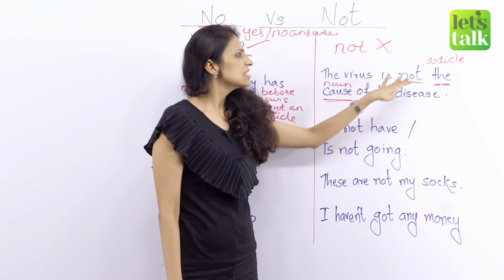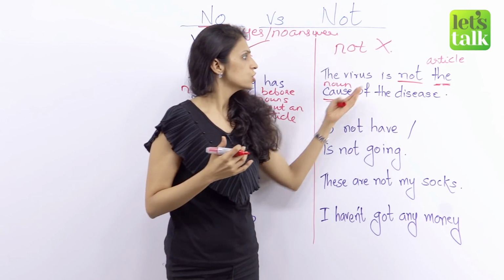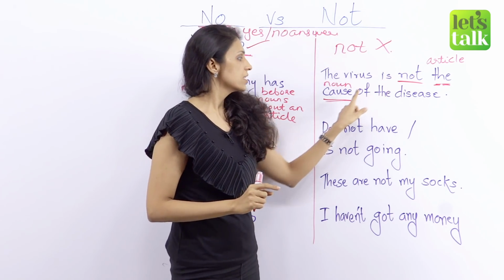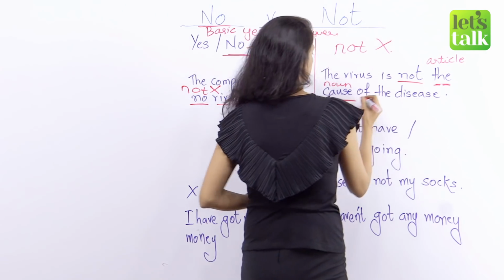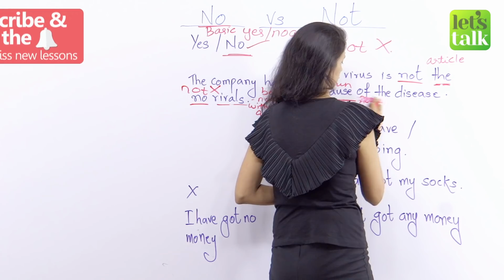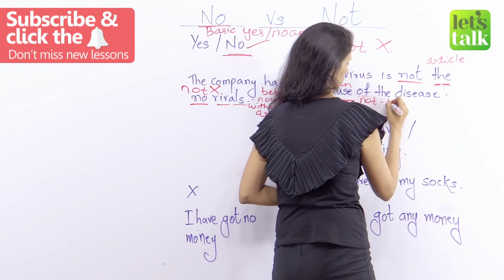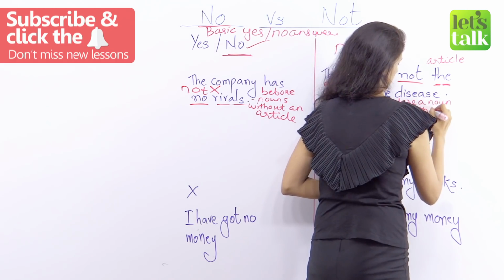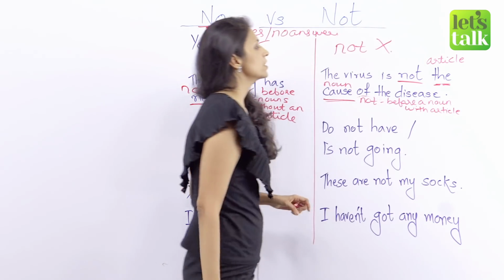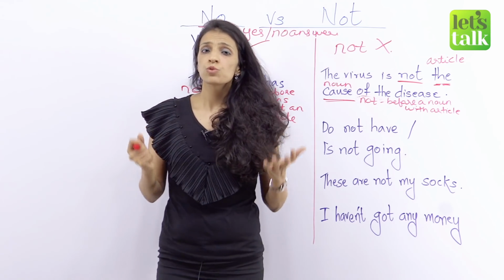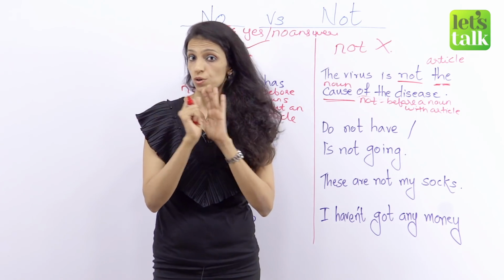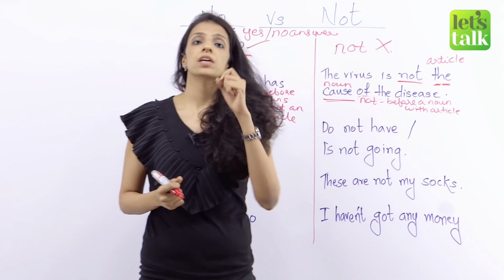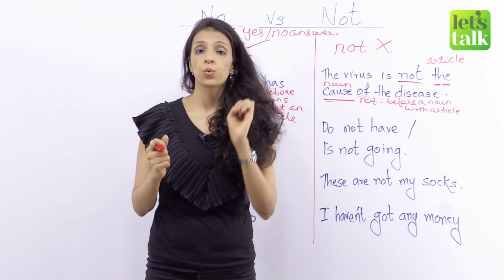Can I say the virus is no cause the disease? Is no the cause of the disease? No, it does not make sense. So use not before a noun with an article. So for example, I tell you, I did not watch the movie. So I did not watch the movie, right? So you have the movie. So I used not before a noun with an article.